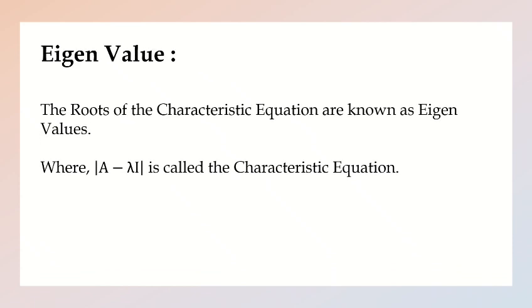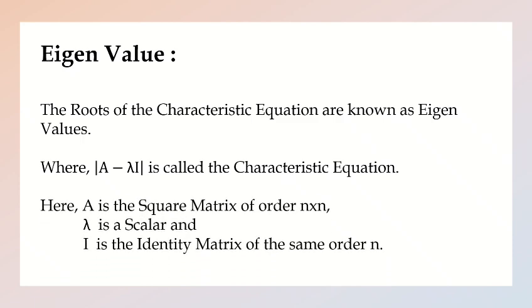The roots of characteristic equation are known as eigenvalues, where determinant A minus lambda I is called characteristic equation. We will see what are the terms A, lambda and I here. So A is the square matrix of order n by n. Lambda is a scalar and I is the identity matrix of same order n.